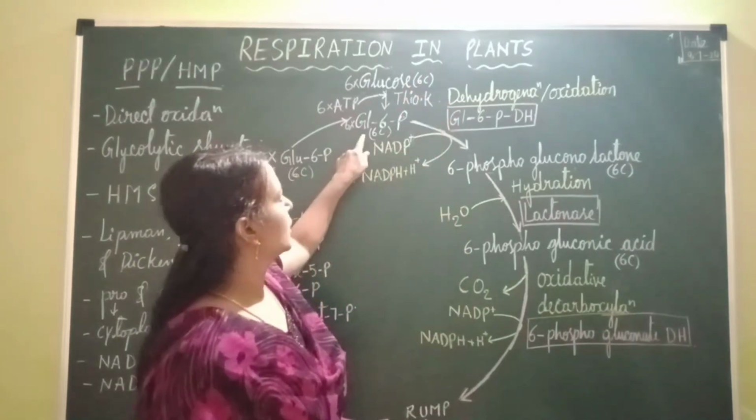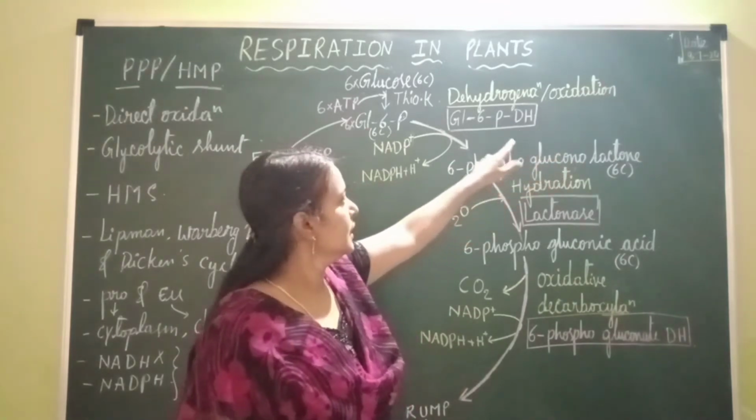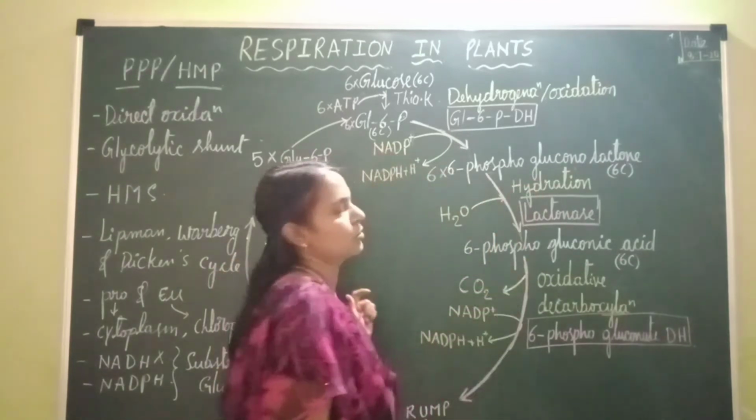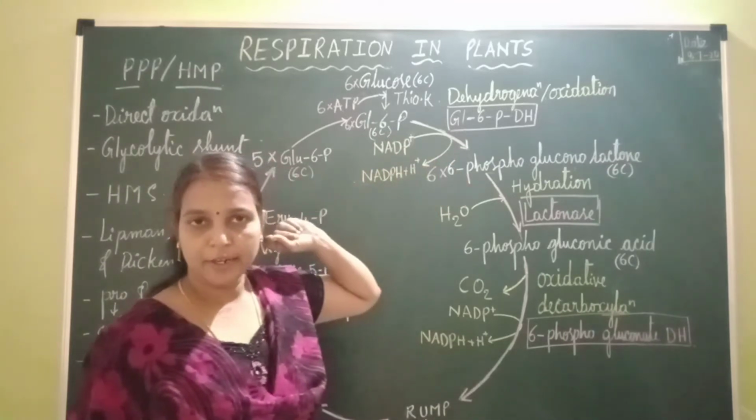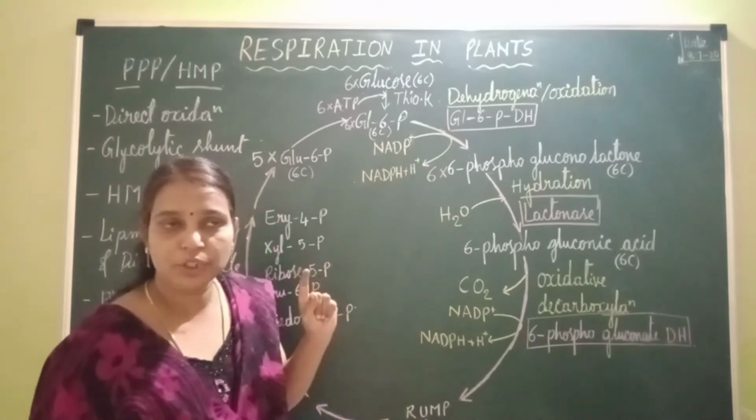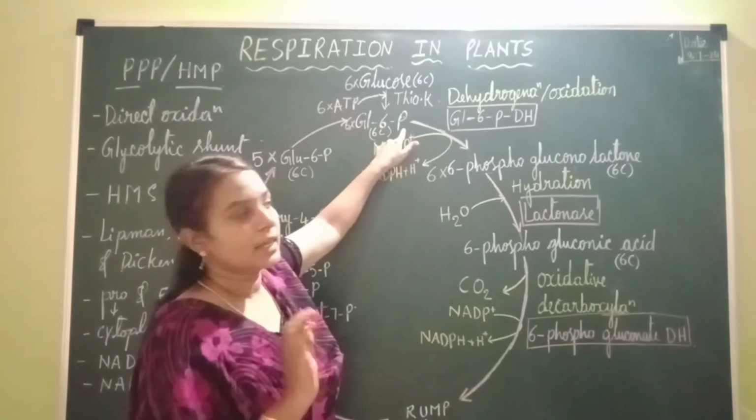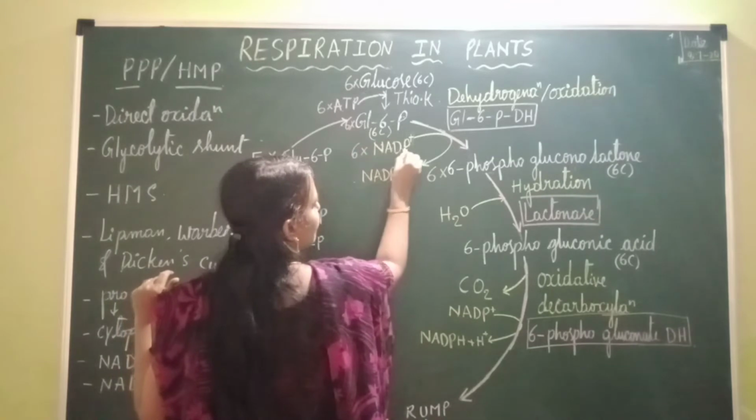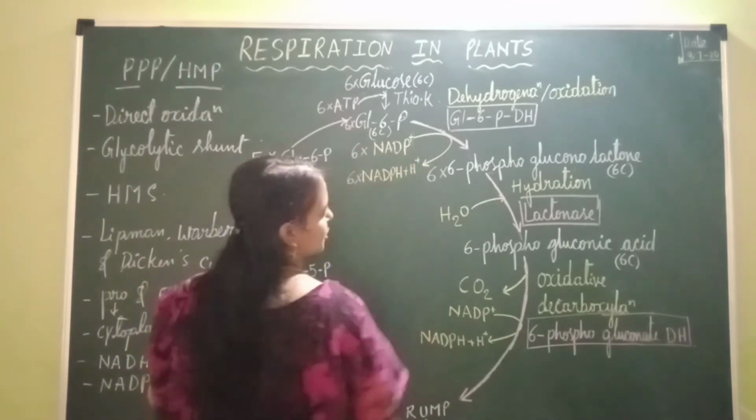Right. Now the 6 molecules of glucose 6-phosphate undergo dehydrogenation or oxidation into 6 molecules of 6-phosphogluconolactone. This step is catalyzed by the enzyme glucose 6-phosphate dehydrogenase. So what is happening here? Dehydrogenation or oxidation is taking place, due to which protons and electrons are released from the substrate, glucose 6-phosphate, and these protons and electrons are picked up by NADP+, so that NADP+ is reduced into NADPH plus H+.